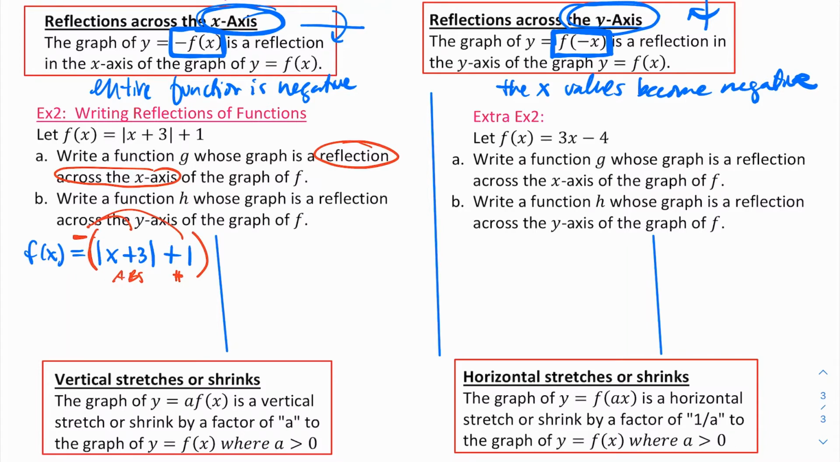So when you make the entire function negative, there are 2 parts to this that become negative. So we are writing a g of x function, and the absolute value becomes negative, so it's a negative absolute value, and then the k value becomes negative. If they were already negative, they would then become positive. Basically, you do the opposite of the absolute value and the opposite of the k value. You do not touch anything inside the absolute value when this happens.